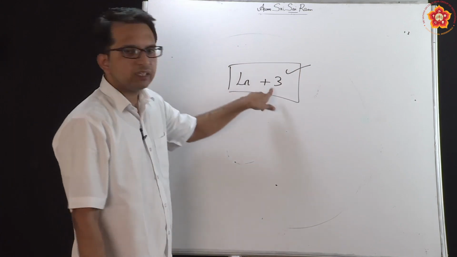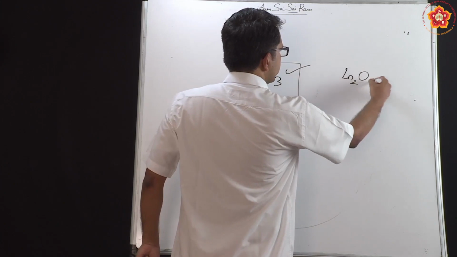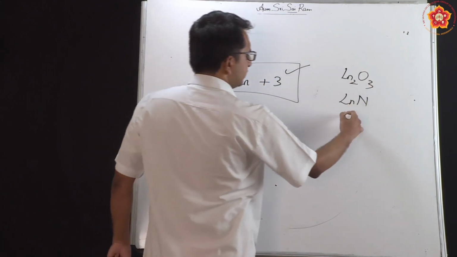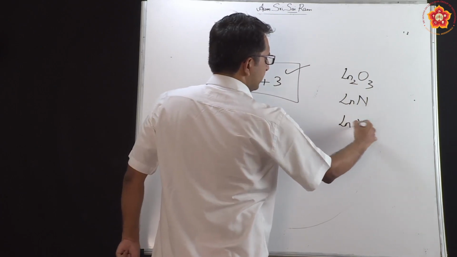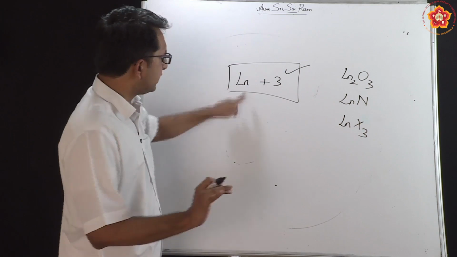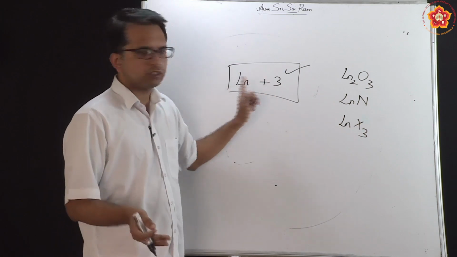And considering this +3, we had formed various compounds like Ln2O3, LnN, this is lanthanum oxide, lanthanum nitride, then we had also formed LnX3, all this. Now all this was on the basis that Ln is +3. Some case of +2, +4 may be there, but this was our consideration.